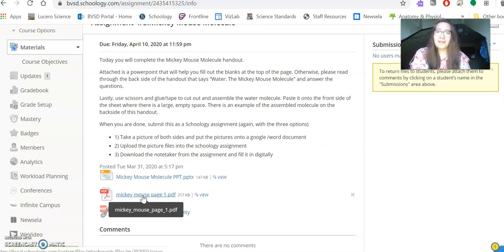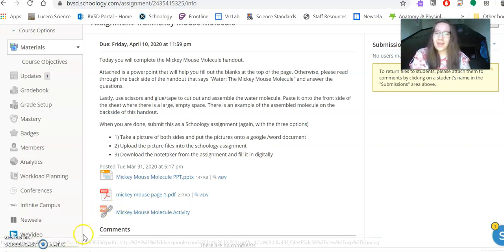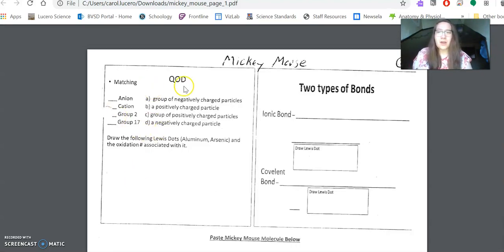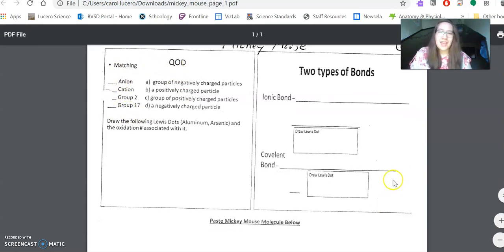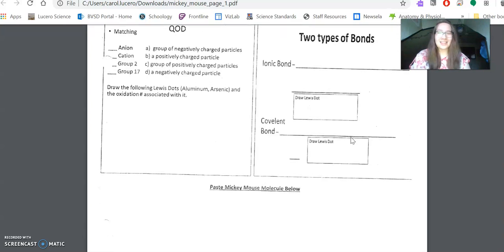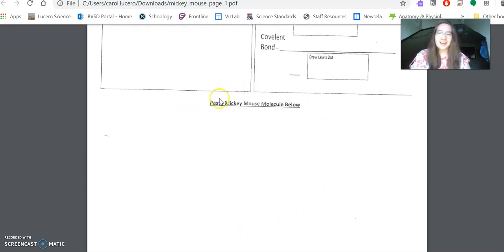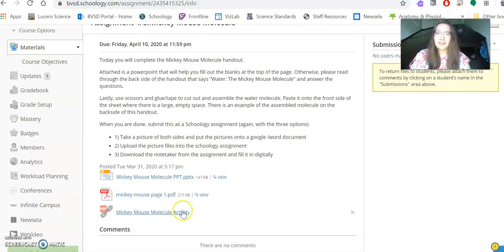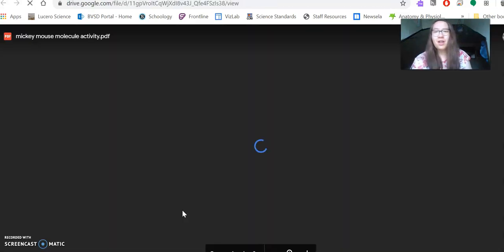There's 2 pages to it. Number one, you're going to get this sort of page 1 where we have 2 brief slides of notes. Of course, a question of the day to make sure you're keeping up with remembering all of these things that we've been learning. And then we're going to learn about the 2 types of bonds and what they look like when we are drawing a Lewis dot structure. And it's coming all together with the Lewis dots and the oxidations and all that kind of thing. And then you're going to see a space here for you to paste the Mickey Mouse molecule that you're going to create.